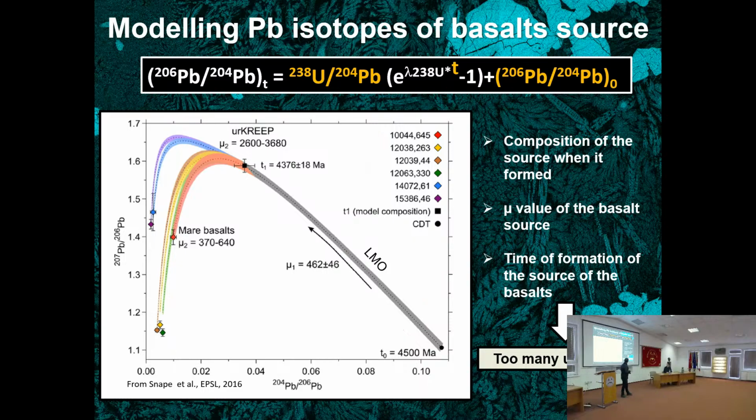So if we don't want to make these assumptions, we are back to this equation. If we want to solve it, we need to know the composition of the source when it formed. We need the mu value of the source. We need the timing of the formation of the source. That's too many unknowns to solve this equation.